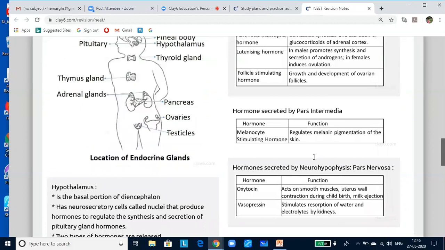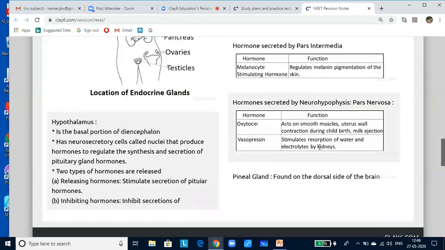Now, hormones secreted by pars intermedia. It is melanocyte stimulating hormone. It regulates the melanin pigmentation of the skin. Now, hormones secreted by neurohypophysis, that is pars nervosa: oxytocin and vasopressin. Oxytocin acts on smooth muscle walls, the uterus walls during childbirth. It helps in contraction of the uterus, and once the child is born, it also helps in ejection of the milk. Vasopressin stimulates reabsorption of water and electrolytes by the kidney. In class, when we studied the excretory system, vasopressin is the same hormone.